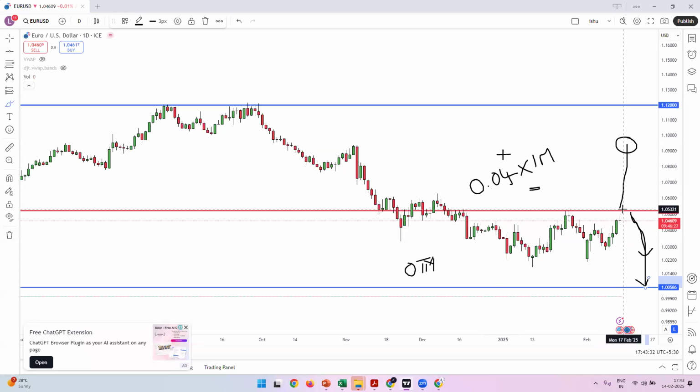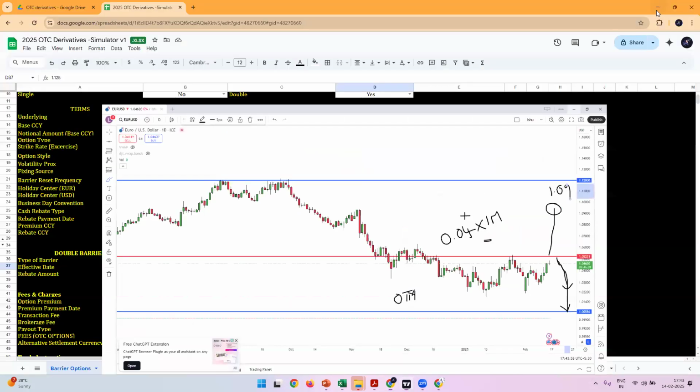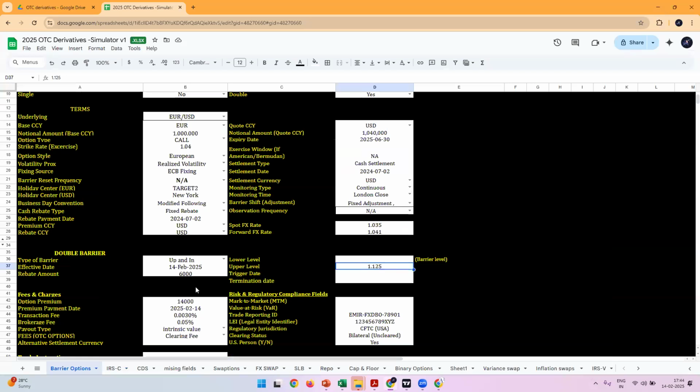So the strike rate is 1.05. You have paid around $14,000 as a premium. Assuming the USD INR closes at 1.09, you will not get anything because this option is still inactive because it has not broken 1.12. Assuming the option breaks 1.12 and then comes to 1.09, then you will get a payoff of around $40,000. So like this, the options will have their own conditions, like barrier options.